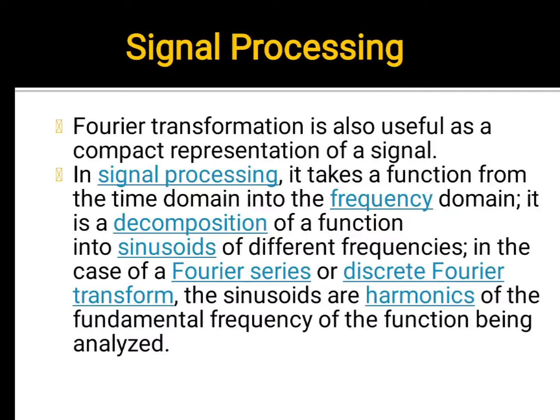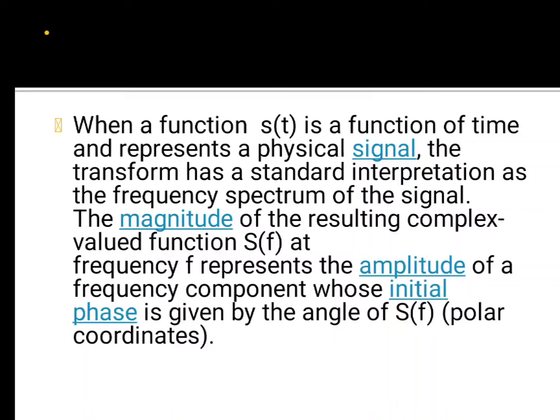In the case of Fourier series or discrete Fourier transform, the sinusoids are harmonics of the fundamental frequency of the function being analyzed. When a function s of t is a function of time and represents a physical signal, the transform has a standard interpretation as the frequency spectrum of the signal. The magnitude of the resulting complex valued function s of f at frequency f represents the amplitude of the frequency component whose initial phase is given by the angle of s of f in polar coordinates.